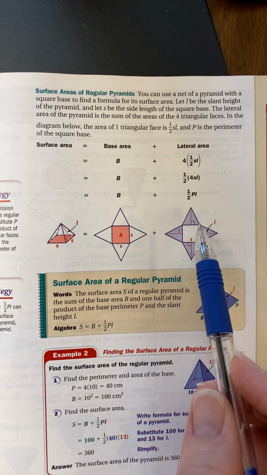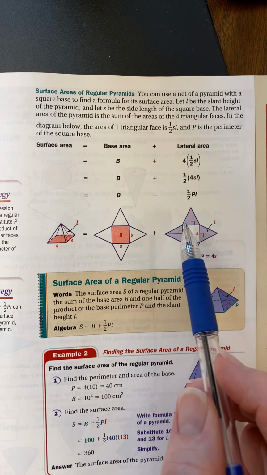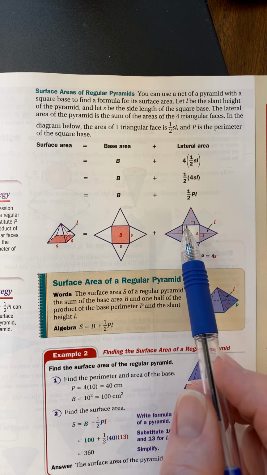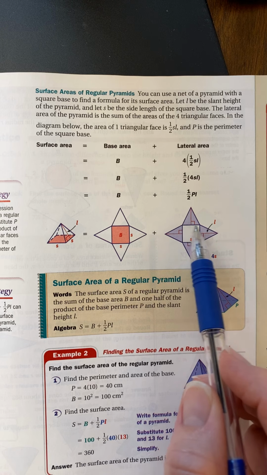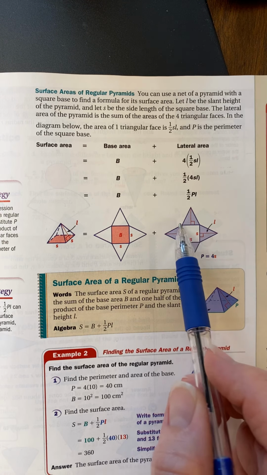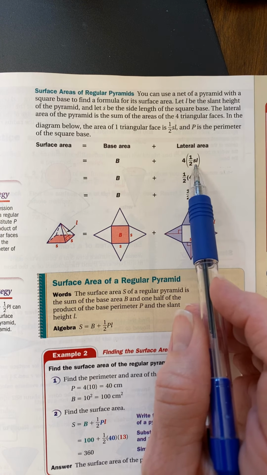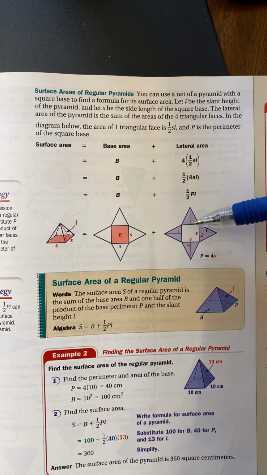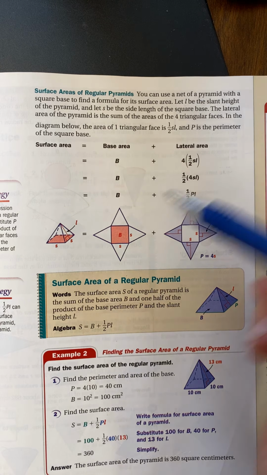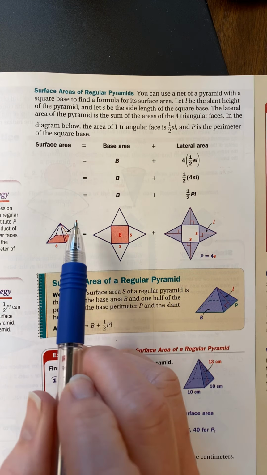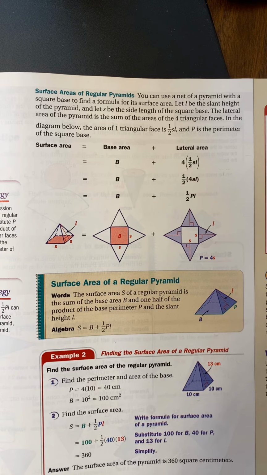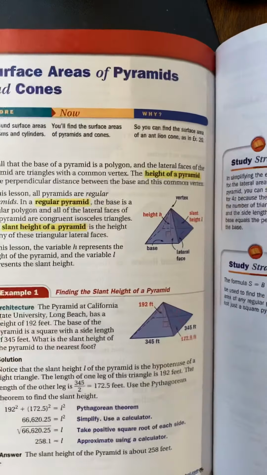Notice that if we took a look at just one of these purple triangles here, the area of a triangle is 1/2 the base of the triangle, in this case that's S, 1/2 S, times the height of the triangle, which they're calling L. Well, notice here, L goes up the side. L is called the slant height of the pyramid.